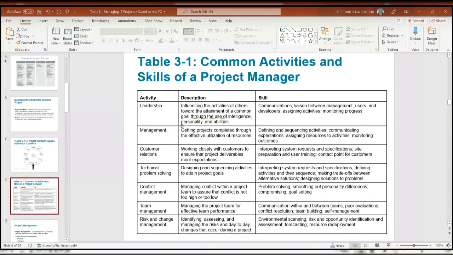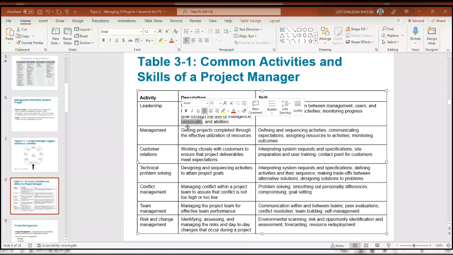Leadership, he has to be able to influence people through the use of intelligence, personality and ability. So personality is what makes someone able to lead, what their skill set is. He must be a person with vision, a person who can give direction, and so on. Okay. So these are different skills. Management, you read it later, I have also briefly said about it as well. Okay.